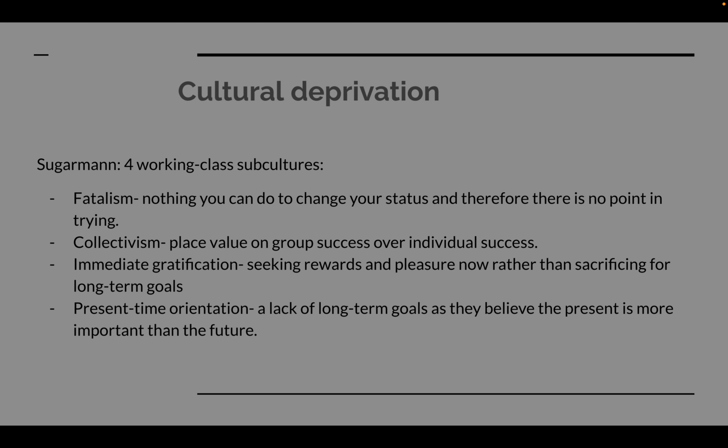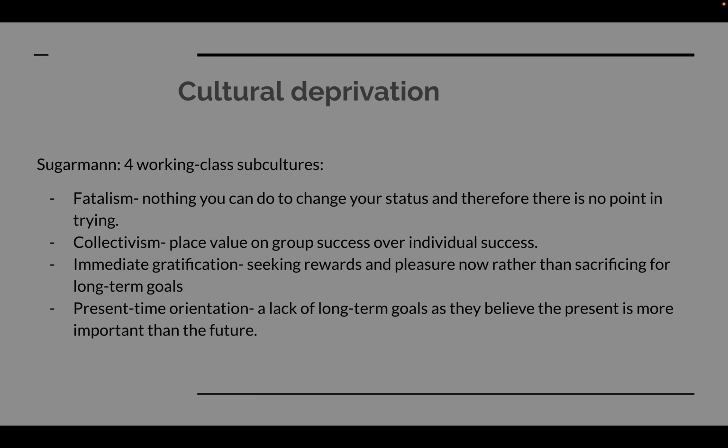So our sociologist, Sugarman, identifies 4 working class subcultures. The first is a fatalistic subculture, who believe that you can't do anything to change your status and therefore there is no point in trying. How this applies to education is that these parents will implement this fatalistic outlook on their own children, and therefore their children will accept their working class identity and not put any effort into school to get out of that identity.